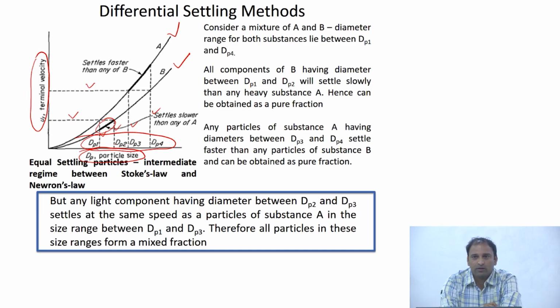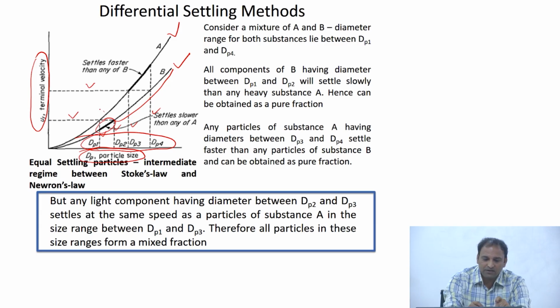Just by looking at this plot, what can I say about the settling velocities of the particle size range from dp1 to dp2 for type B particles? Can I say that the type B particles in the size range from dp1 to dp2 settle the slowest, right? Because any particle of type B from dp2 onwards settles faster, right?